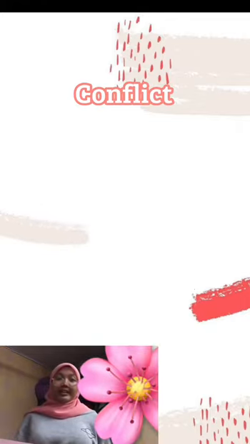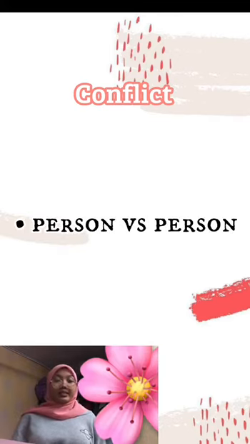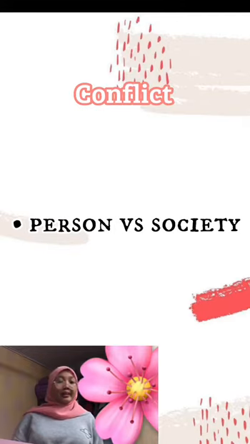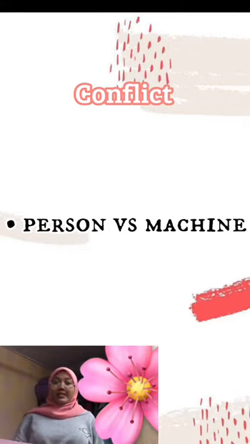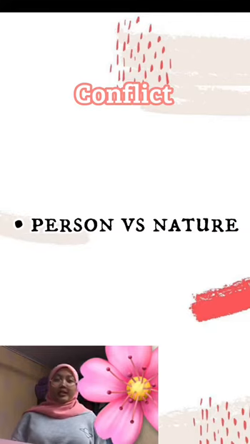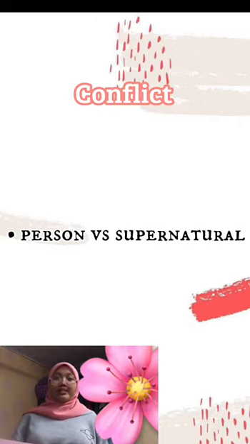Conflict is divided into several types, which are person versus person, person versus society, person versus self, person versus machine, person versus nature, and person versus supernatural.